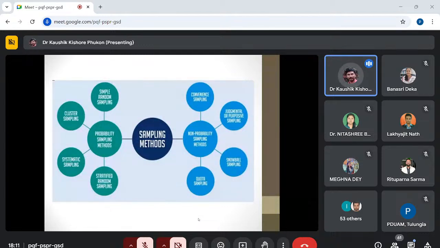So these are our different sampling methods. We have probability sampling and non-probability sampling. We are going to discuss 4 common methods of probability sampling and 4 common methods of non-probability sampling, namely simple random sampling, cluster sampling, systematic sampling, and stratified random sampling, which fall in the category of probability sampling, and then convenience sampling, judgment sampling, snowball sampling, and quota sampling, which fall in non-probability sampling.